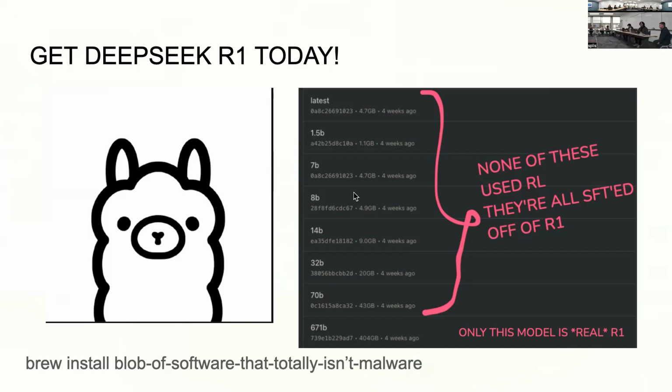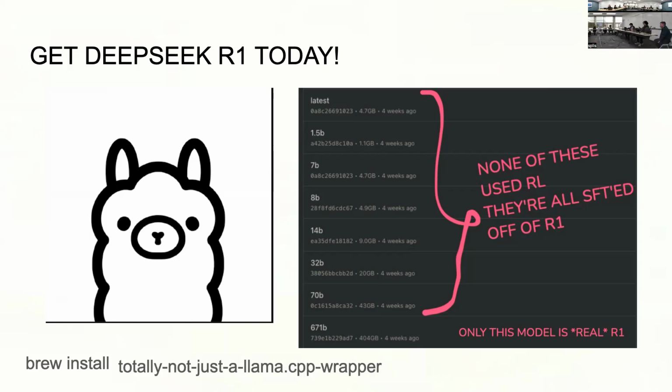Good try. And the rest you can probably run. So 70B, 32B, some people are rich enough to run those, and everyone else can probably run 14B and below on your computers. All you have to do is brew install a block of software that contains some malware. I mean, it's really not, it's just Llama.